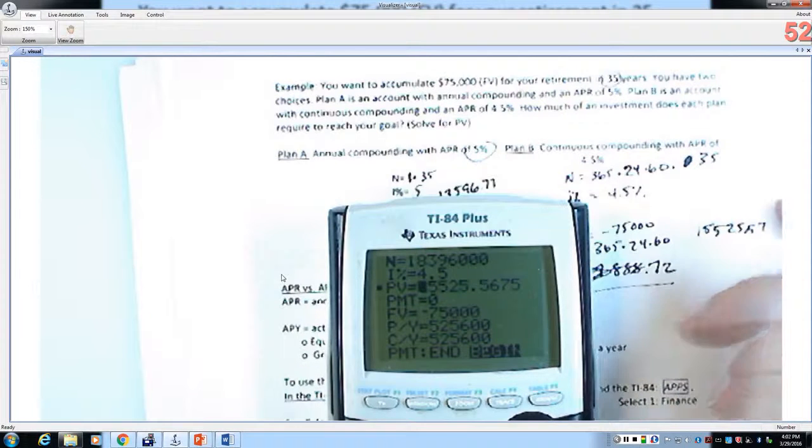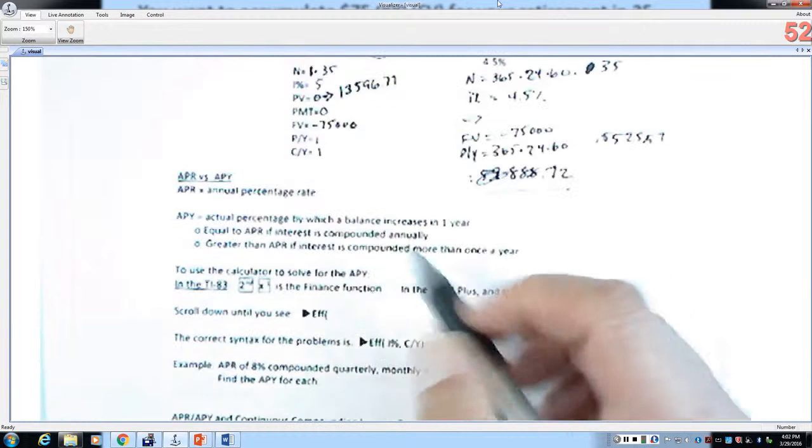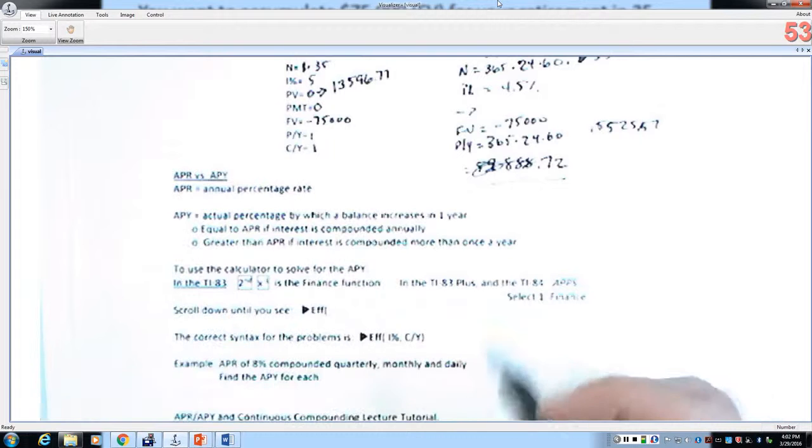Okay, so any questions on that? Now, there's two ways of finding the APR, and I mean the APY versus the APR right here. There are two ways of doing it, okay? What I'm going to do is I'm going to show you how to do it on the calculator, okay? So to do it on the calculator, I'm going to go ahead and show it on here, let me see if it's here.